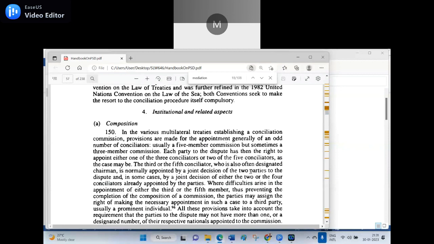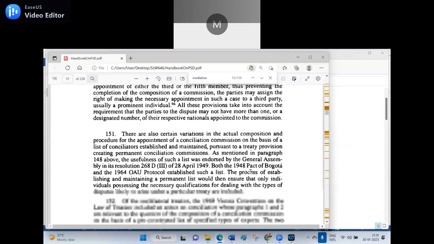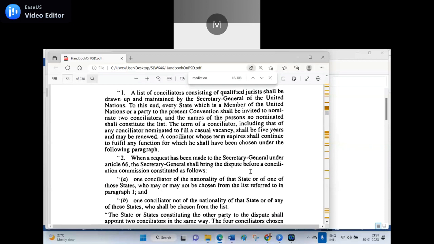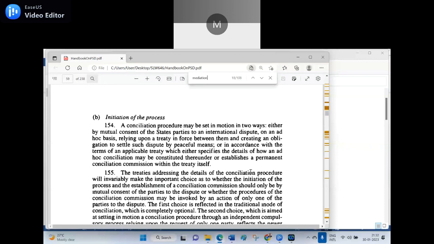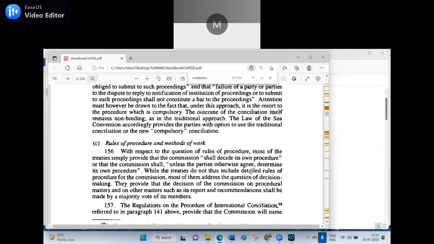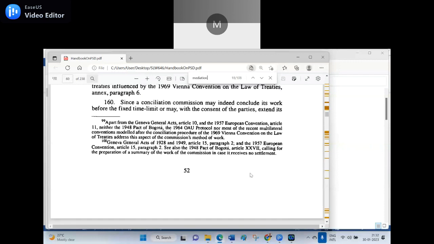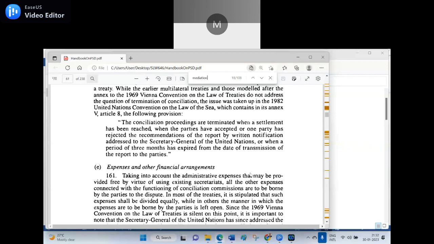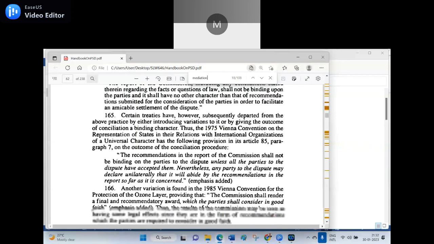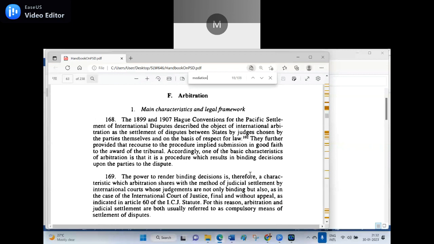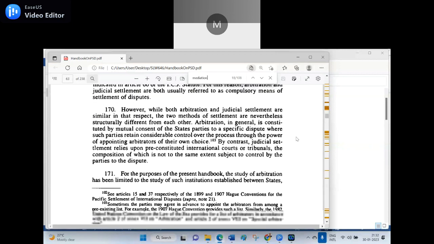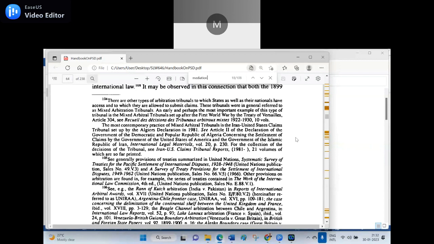And the institutional related aspects, institutional adjustment here. But institution of the process, no, we are not going to deal with this also. Role of procedure also we are not doing. And the expenses, no, we are not going to deal with these either. Arbitration, this is one of the things, mediation, arbitration. And in a nutshell, we would like to deal with the institution-related aspect.